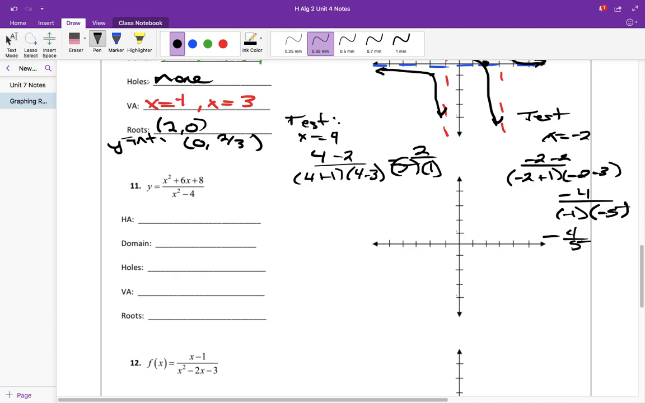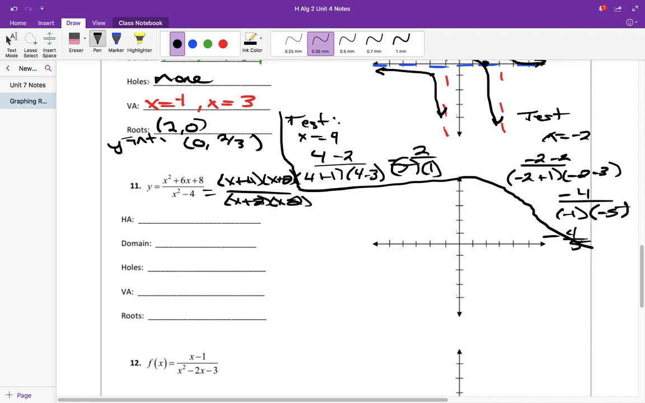So number 11, first thing let's do is factor it. We get x plus 4 multiplied by x plus 2. Make sure that this is all separate from all this other stuff we did. And then x squared minus 4 becomes x plus 2 multiplied by x minus 2. Now, unlike the last problem, this one does end up having a hole because your factor of x plus 2 is going to cancel. So you're going to have a hole at -2.